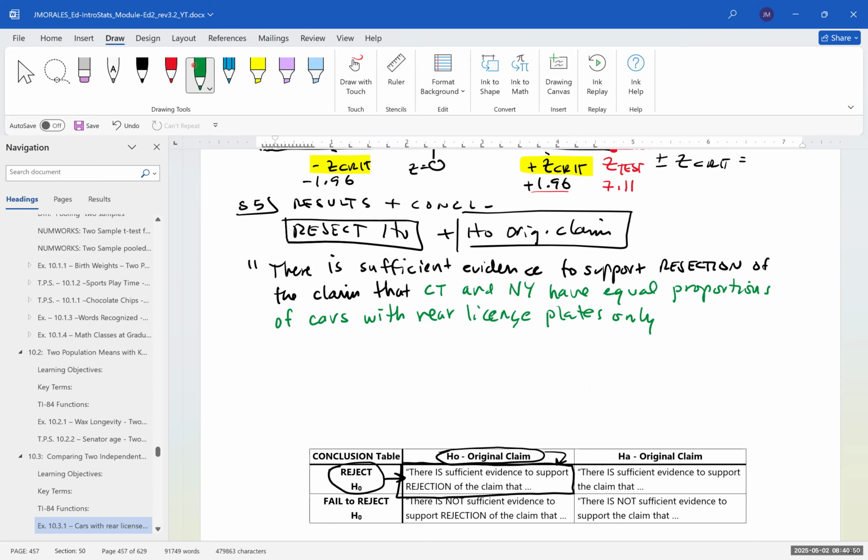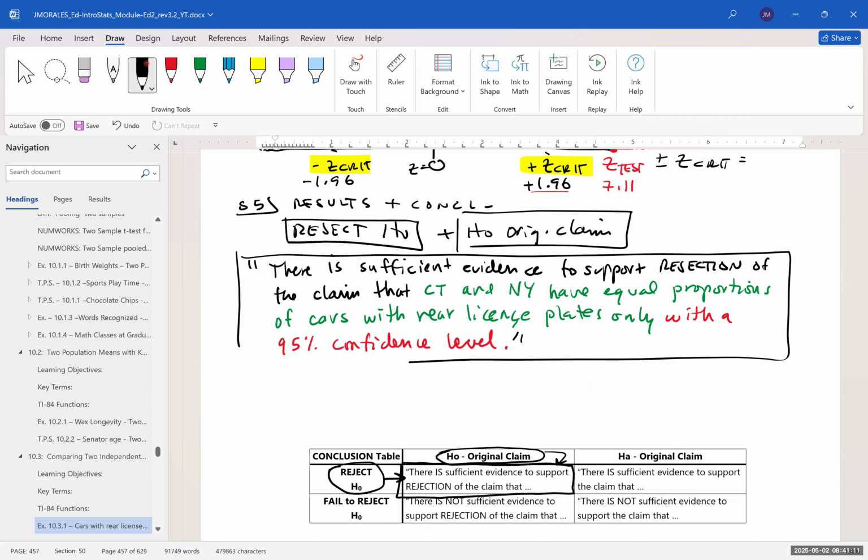And then we have to put the confidence level or significance level that we use for this hypothesis test. So we're going to say with a 95% confidence level. Just like that.